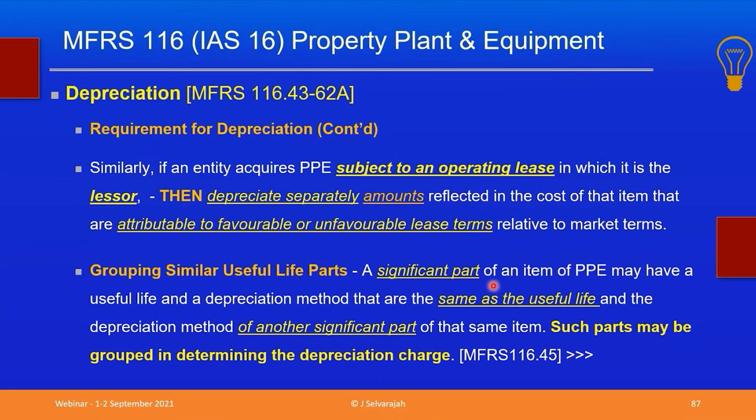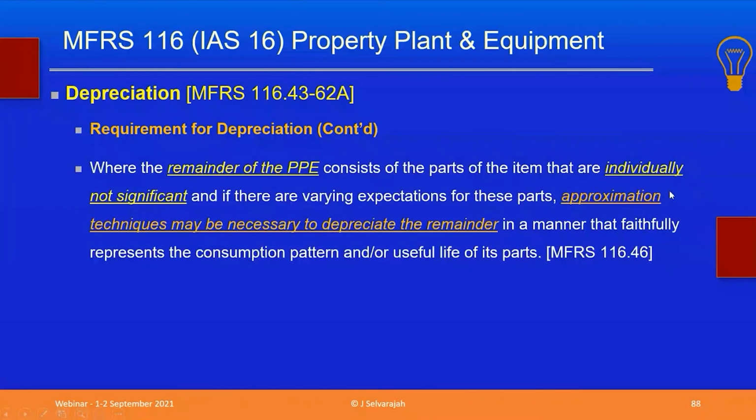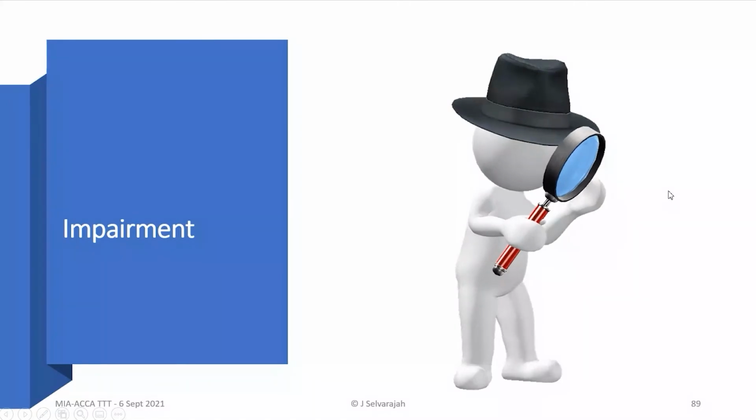A significant part of an item of a PPE may have a useful life and a depreciation method that is the same as another significant part, as I said just now. You have 2 or 3 significant parts that are equal lifespan. Then such parts can be grouped. No need to have a separate depreciation charge, paragraph 45 of MFRS 116. All right, now I think I finished this, and we go on to impairment.